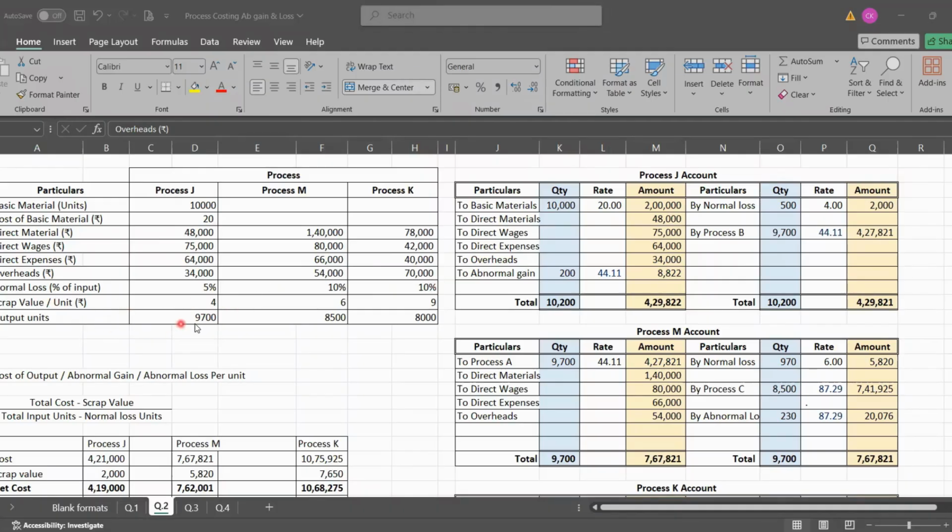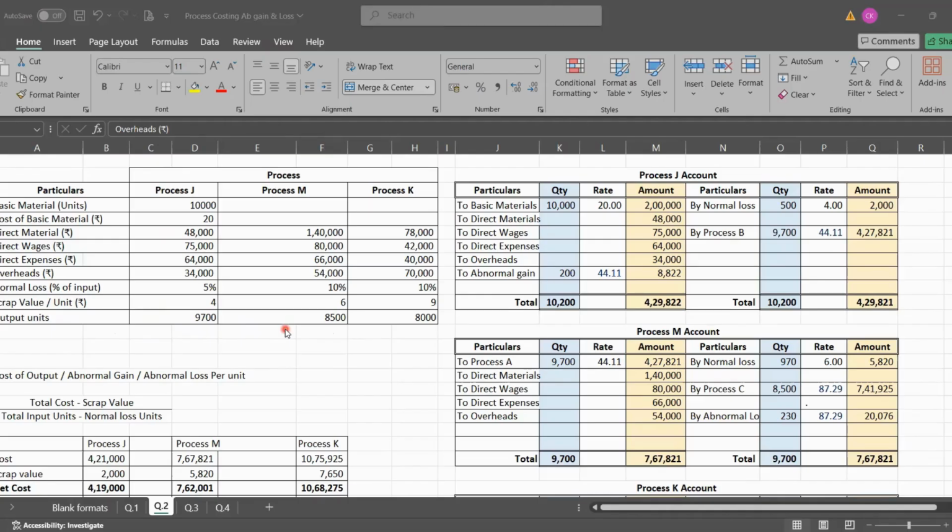And most important, output units are given. As I mentioned in the last question, when output units are given, there is a possibility of abnormal loss or abnormal gain in either of the processes. So here output is given, so there must be some abnormal loss or abnormal gain adjustment. So let us start with this question.